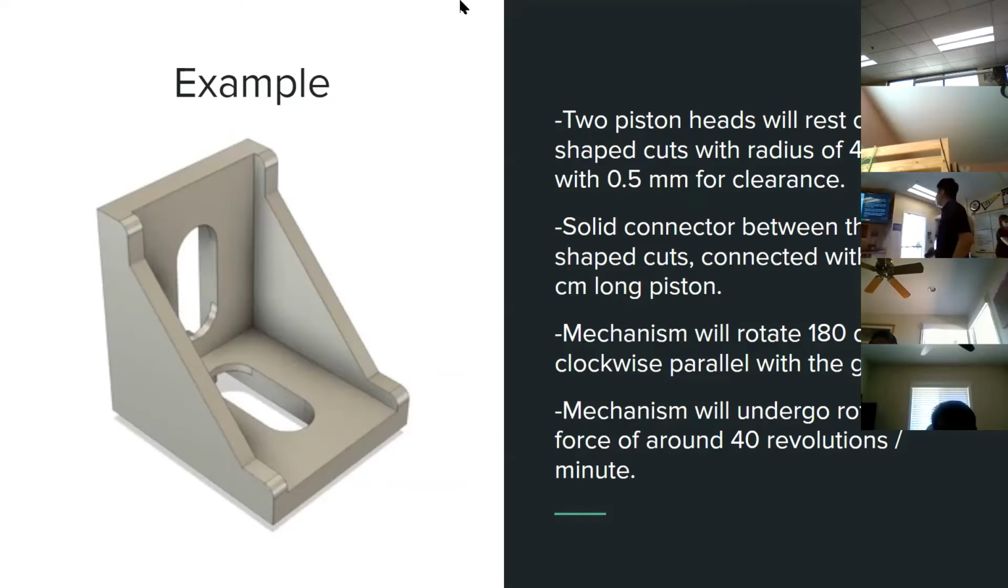For example, mechanism will undergo rotational force of around 40 revolutions per minute. I don't know if you guys know this, but if you spin an object fast enough, it should start to bend. Is that true, Mrs. Patrizia? Spin an object fast enough, it should start to bend. Yeah, because if you were in outer space, no, but gravitational force will, yeah. So if something goes really, really fast and you don't account for the centrifugal acceleration and centrifugal force, it's going to look all funky after you're done.